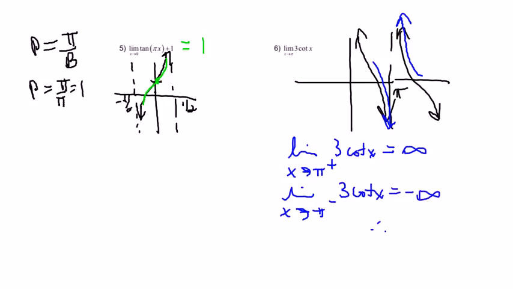Therefore, what do we know? Yes, you're right. It is D and E. The full limit is D and E.